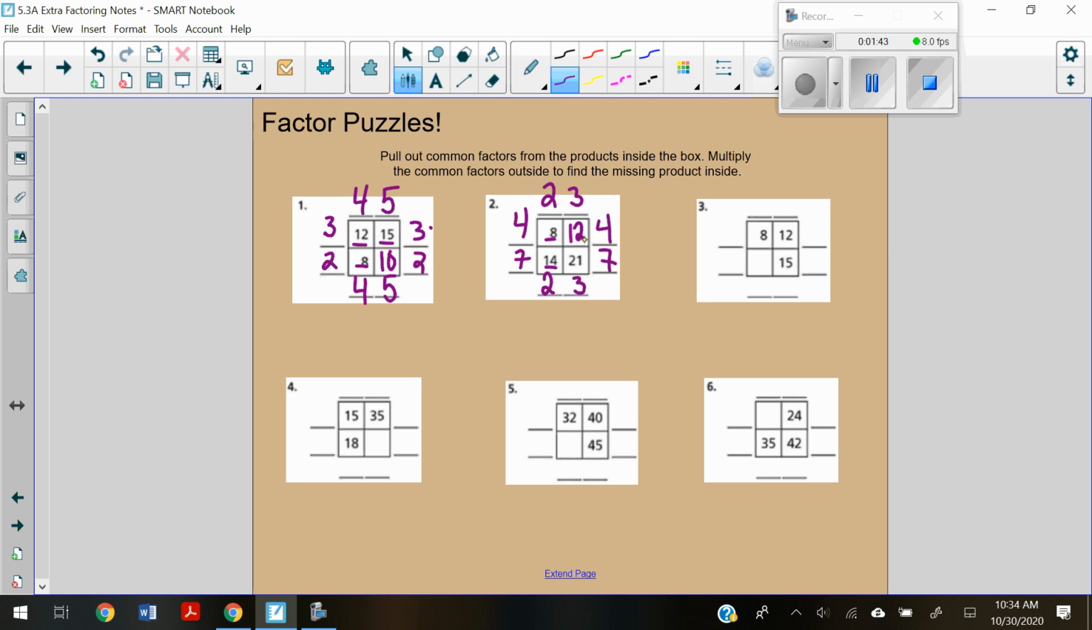I want you guys to pause the video here and try the next ones. I'm going to put some of the numbers in to give you a little help if you're a little stuck, and then I'm going to pause my video again and fill the rest in, and then you can compare them. All right, so pause the video here and go ahead and start working on them.